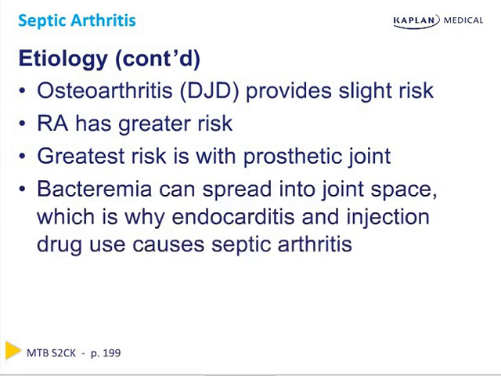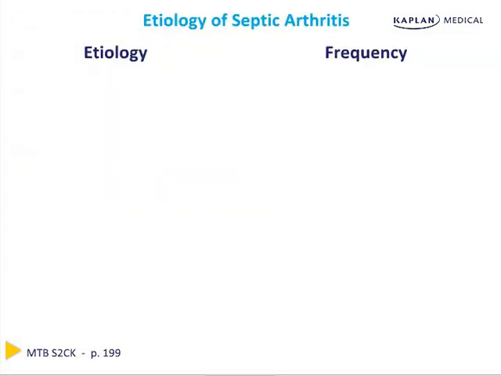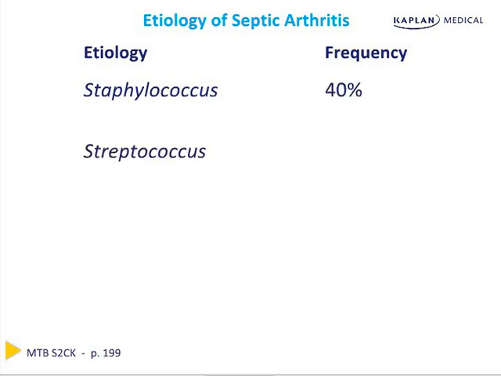Bacteremia can spread into the joint space. This is why patients with endocarditis and injection drug users can cause septic arthritis. The culprits for septic arthritis are as follows. Staphylococcus can be found in up to 40% of cultures, Streptococcus about 30% of the time, and gram-negative rods 20% of the time.